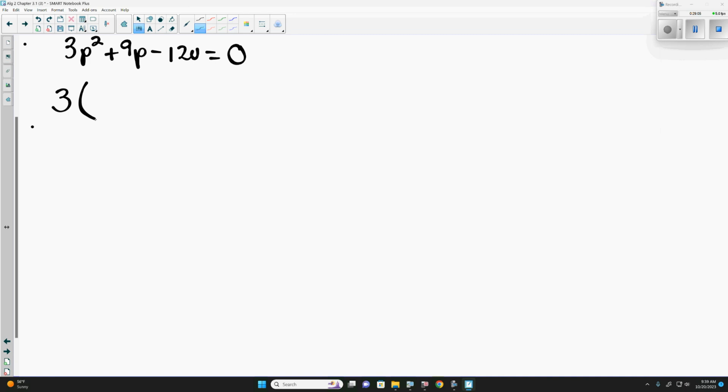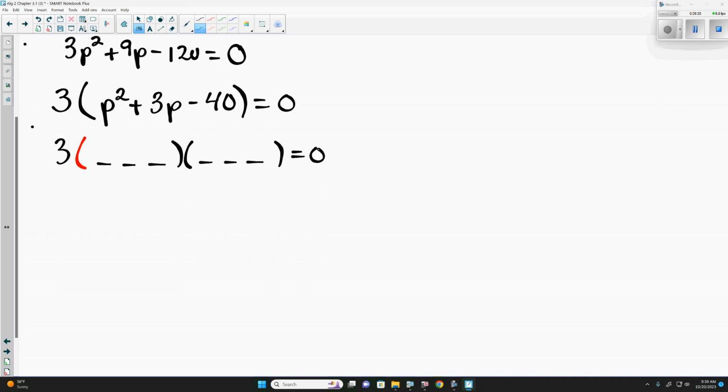We can factor out a 3. P squared plus 3p minus 40 is equal to 0. And then we can go from there, but let's do signs first. The third term is negative, so the signs are opposite. Factors of the first and third term. Factors of p squared are p and p.